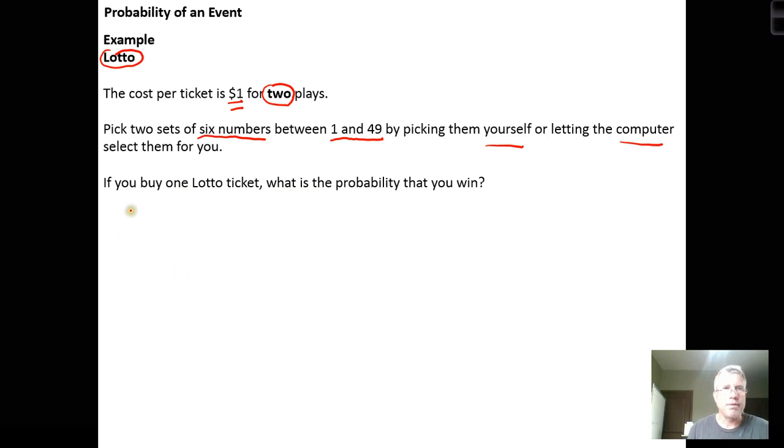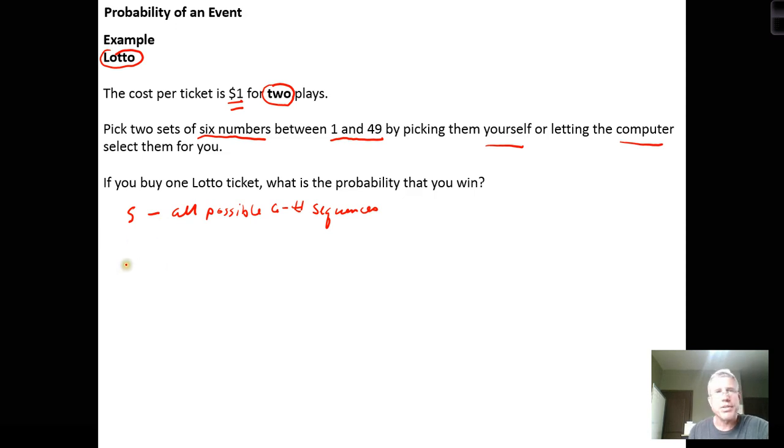So we need to think about what the sample space is in this case. So the sample space is going to be all possible 6-number sequences that contain numbers 1 through 49. And I'm going to be selecting without replacement, because if you select the number 49, it isn't there to choose again. When you take it, it's removed from your ability to select it in the future.